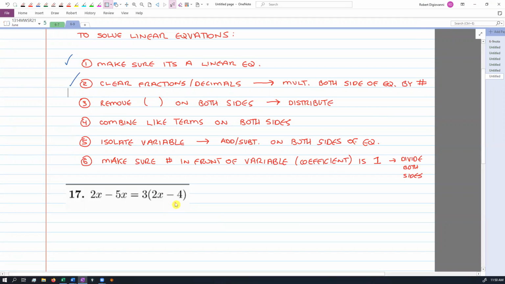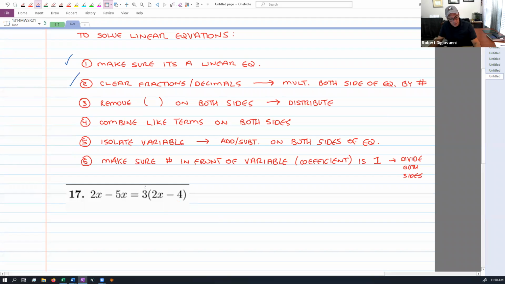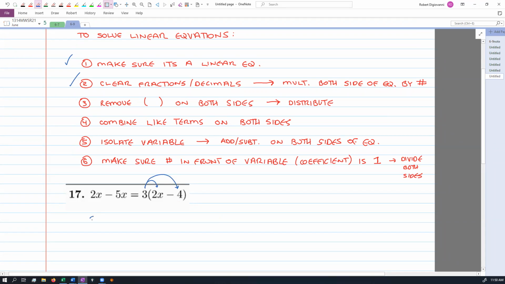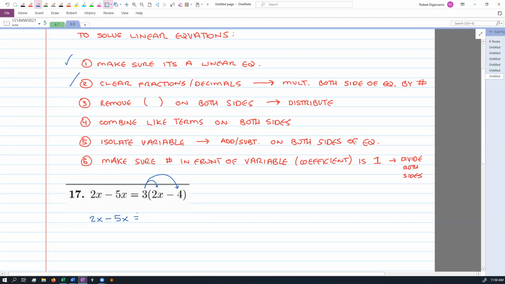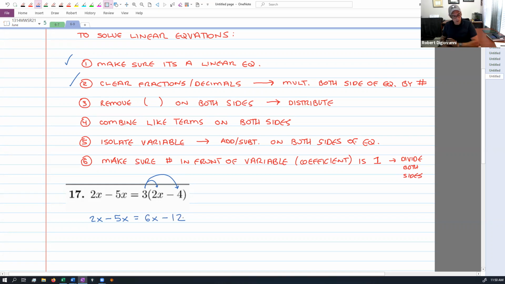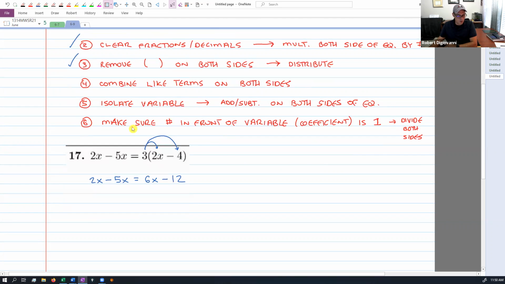Will you distribute? Distribute. So we take that 3, we multiply it through the parenthesis. So let's see how you do with that. I'm just going to rewrite everything. What do you get? Will it be 6x minus 12? Yep, 6x minus 12, good. And that's step 3.